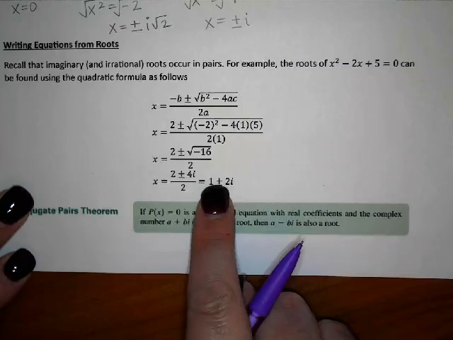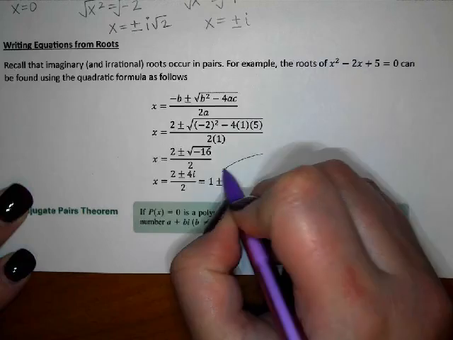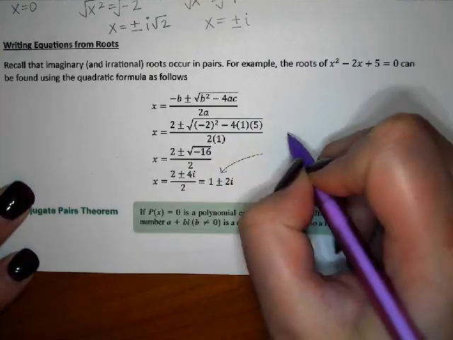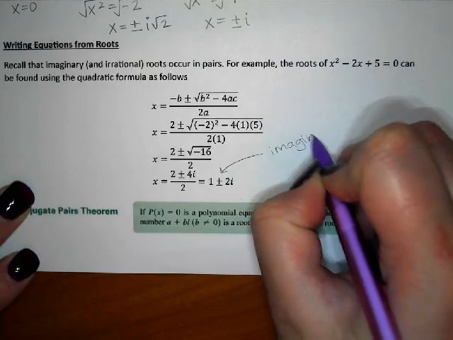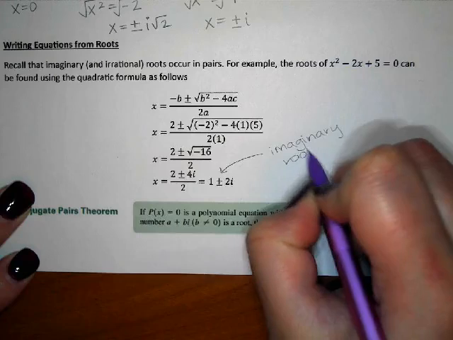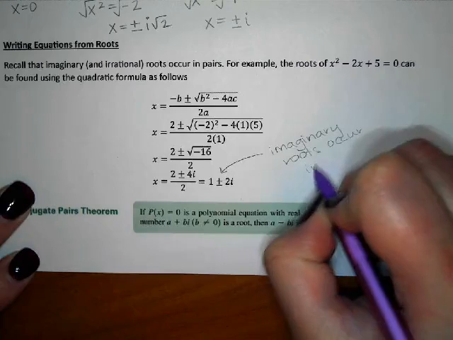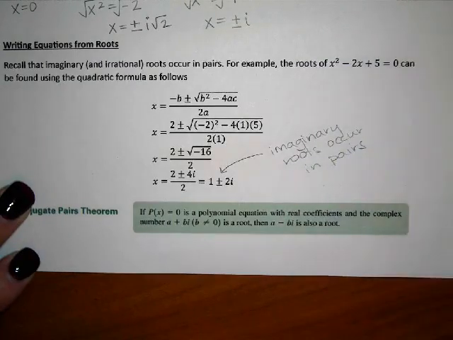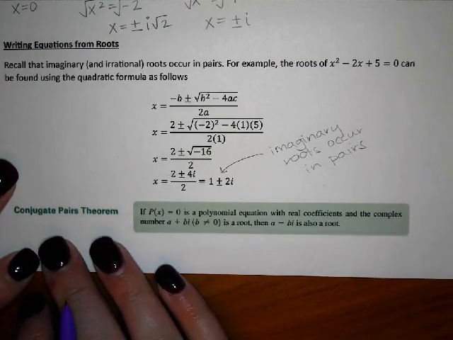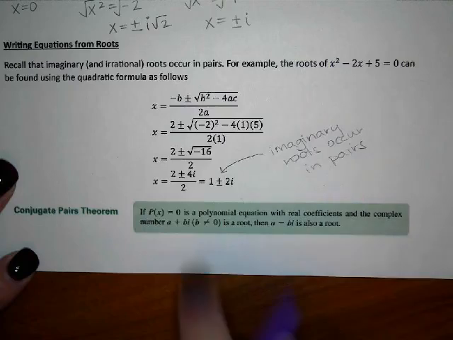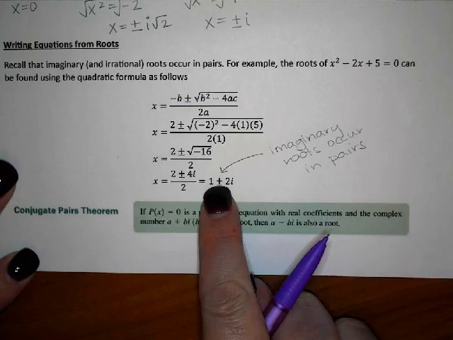So imaginary roots occur in pairs, the positive version, the negative version. So this is called the conjugate pair theorem, is that if they give you one of the roots, they say, oh, one of the roots is 1 plus 2i, then you can automatically say, oh, the other one has to be 1 minus 2i, because they always come in pairs, right?